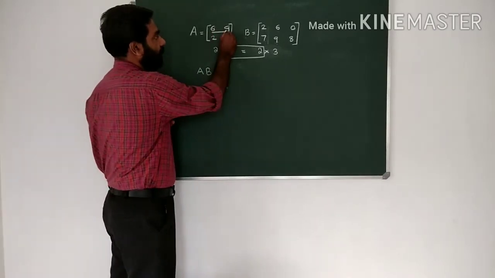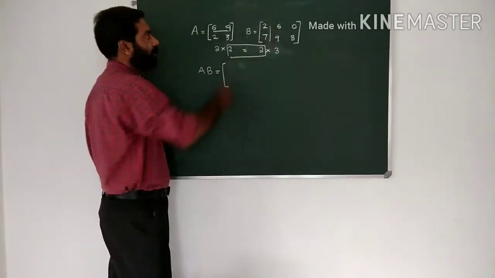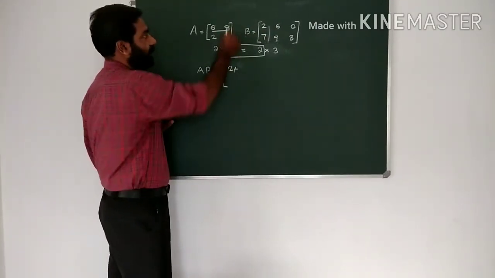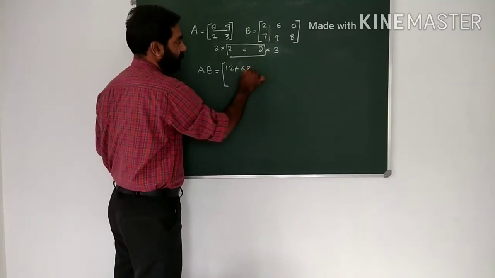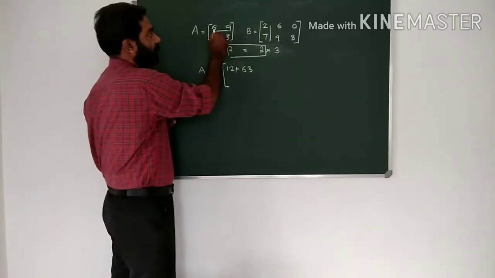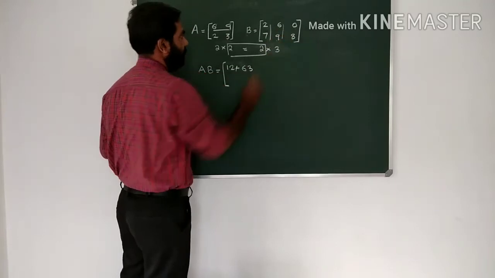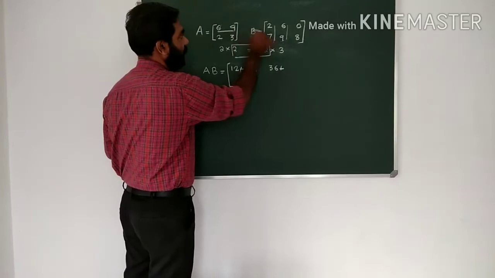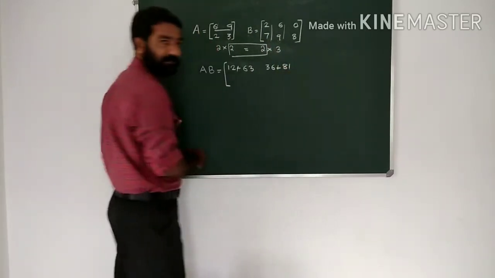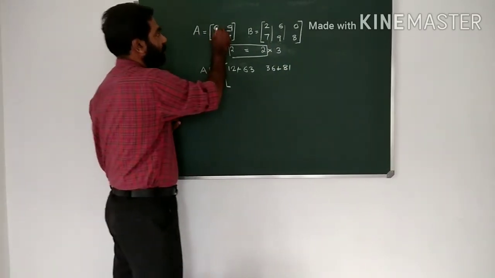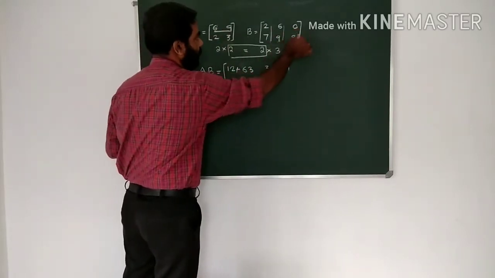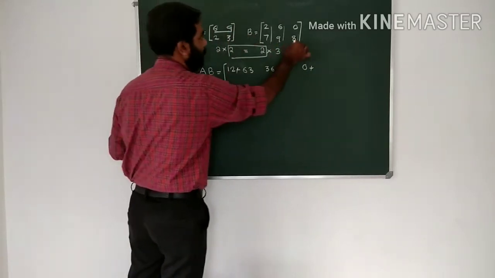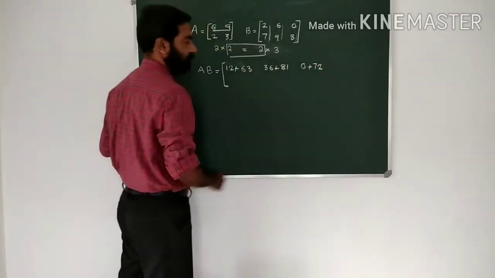So first row multiply with the first column. So 6 into 2, 6 2s are 12 plus 9 7s are 63. Then first row multiply with the second column. 6 into 6, 36 plus 9 into 9, 81. Then first row multiply with the third column. 6 into 0, 0 plus 9 into 8, 72.